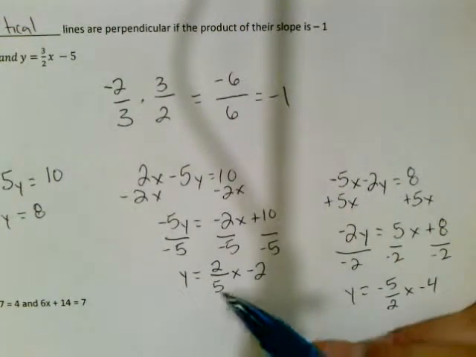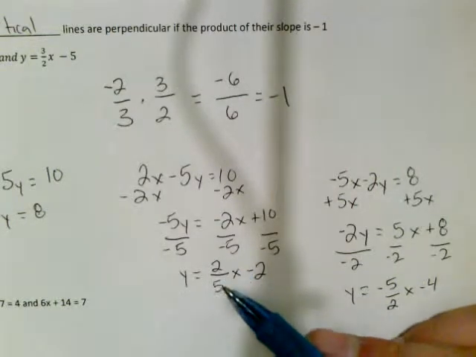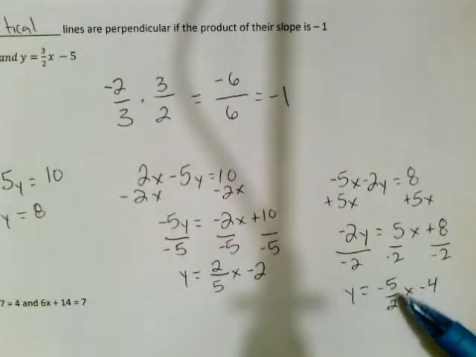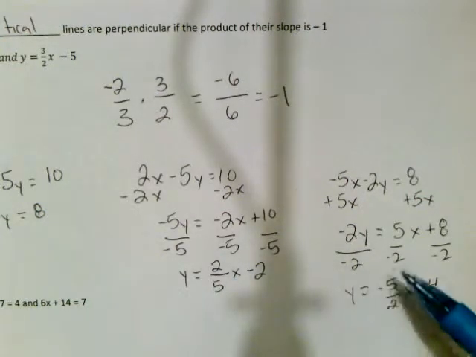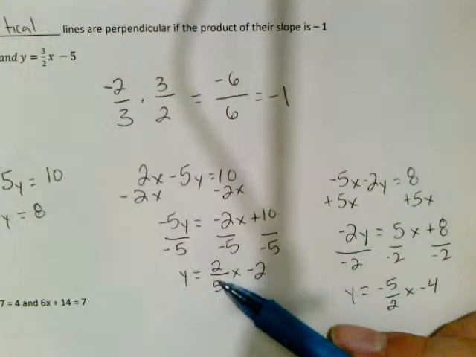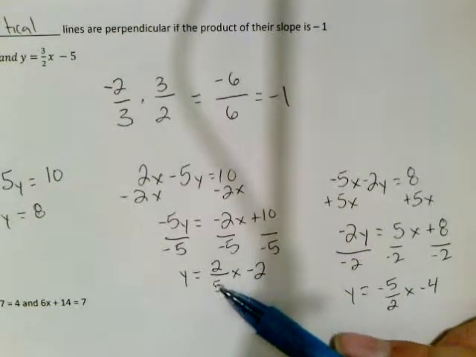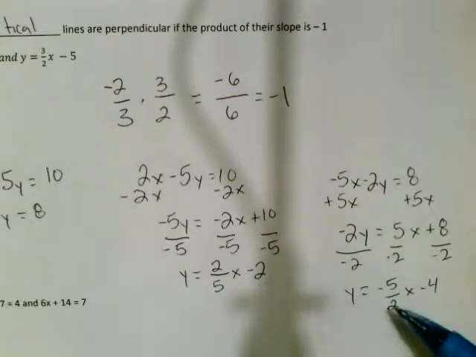Now, do we have opposite reciprocals here? So if you look here, we got 2 over 5. Over here we got negative 5 over 2. So the opposite, meaning opposite sign, would be negative of this. So this does have a negative sign. The reciprocal would be 5 over 2 instead of 2 over 5. So this is 5 over 2. So yes, these two things are perpendicular lines.